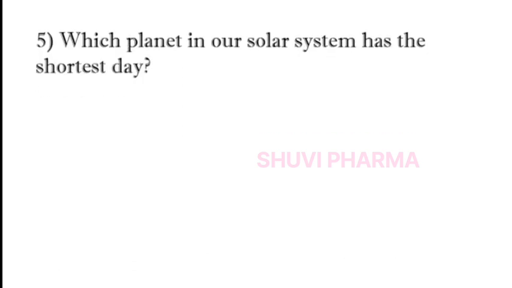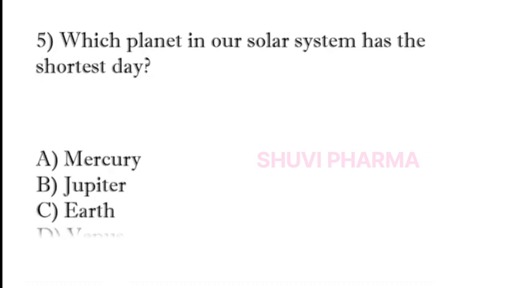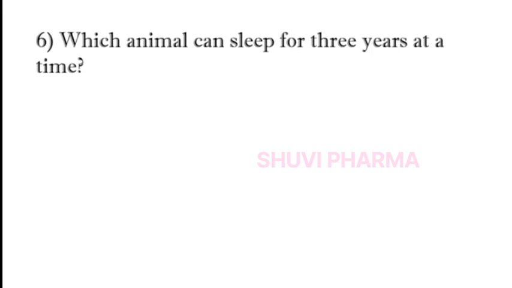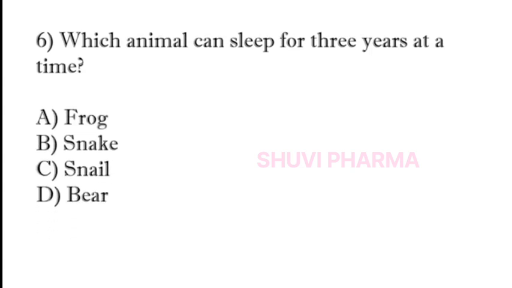Which planet in our solar system has the shortest day? Mercury, Jupiter, Earth, Venus. The correct answer is option B, Jupiter. Which animal can sleep for 3 years at a time? Frog, snake, snail, bear. The correct answer is option C, snail.